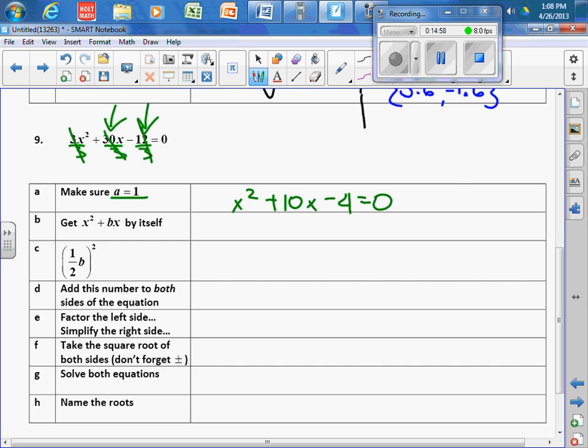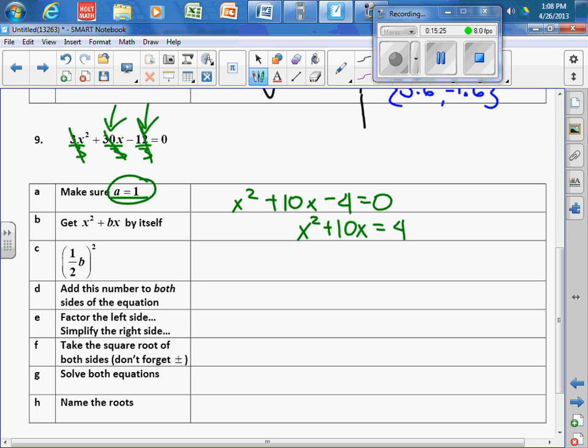Done. Now we don't need the 3 outside the parentheses. We're not factoring out the 3. I just want to make sure that a is equal to 1, so I'm just dividing everything by 3 to make sure that a is equal to 1. Now, I need to get the x squared plus bx by itself, meaning I need to add 4 to both sides. So I'm going to have x squared plus 10x is equal to 4.